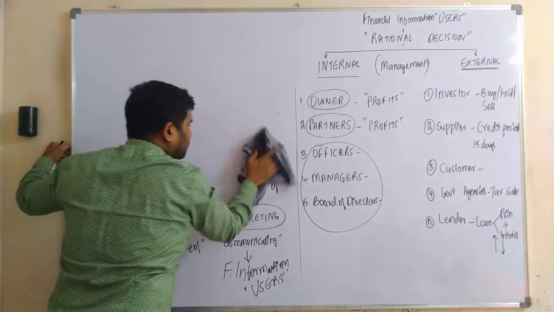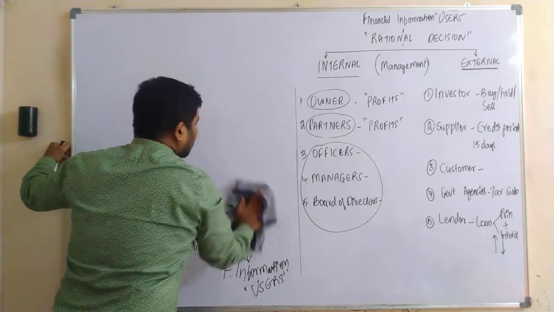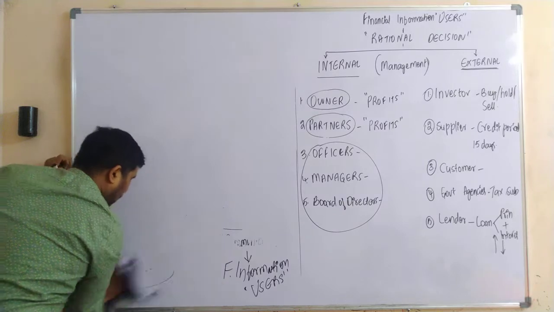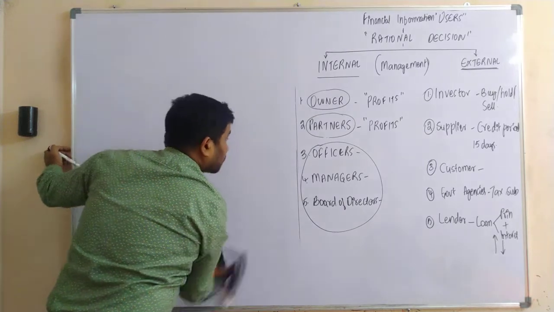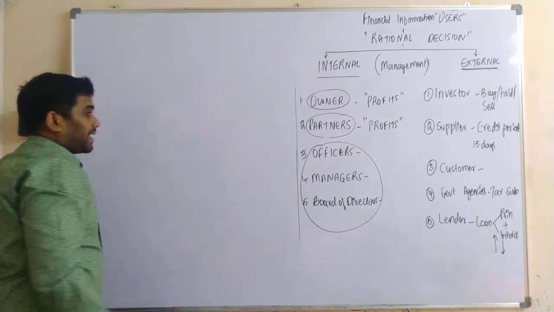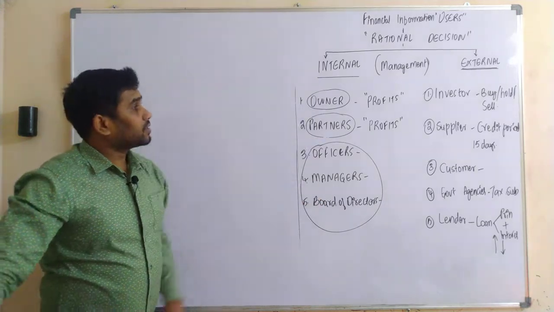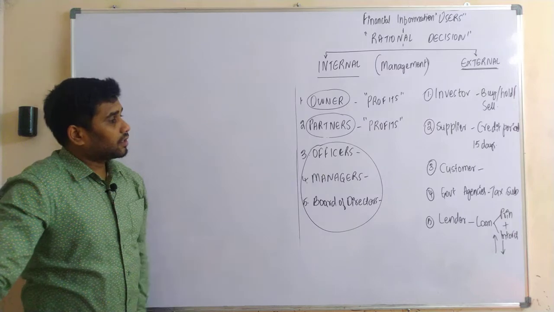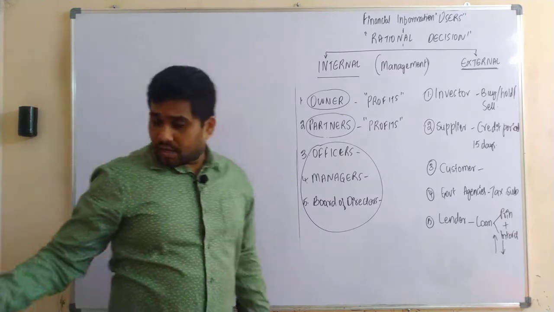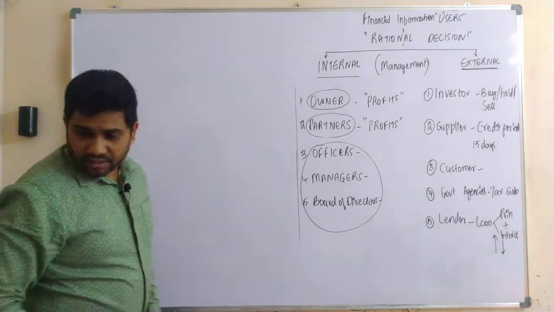Who are our internal users, sir? Our internal users would be owner, partner, officers, managers, and board of directors. Who are our external users, sir? Investor, supplier, customer, government agencies, and your lender. Next, continue.